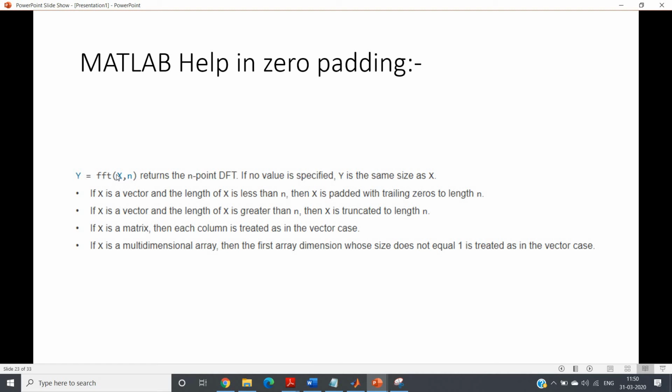That means if our x, which is our original time domain signal, has a length lesser than the N-point DFT, where N is the number of points of the DFT we want to compute, then this MATLAB FFT command will simply pad the required number of zeros at the end, as trailing zeros, up to a length of N. So it takes care of the total length.